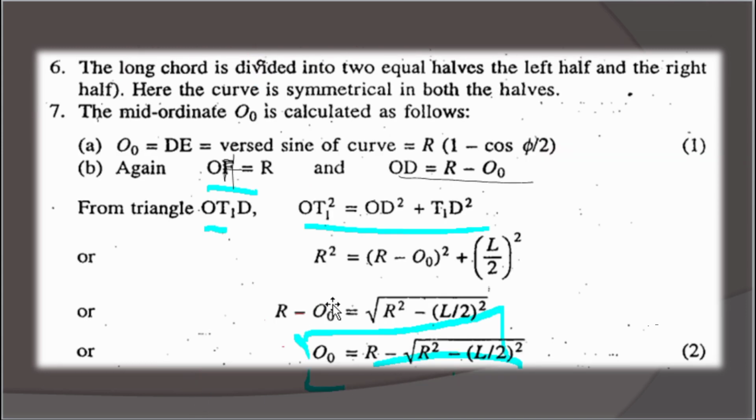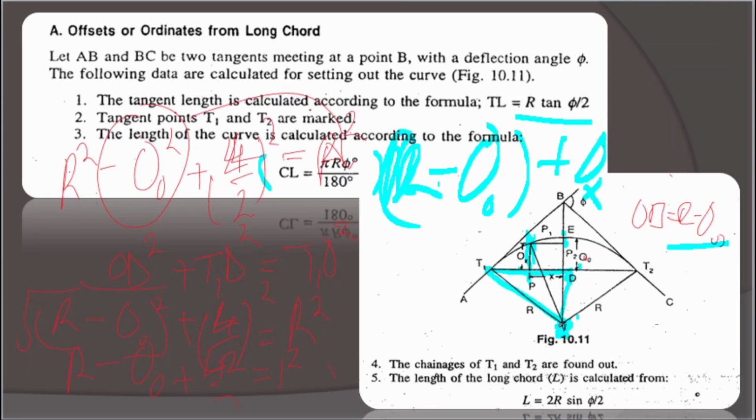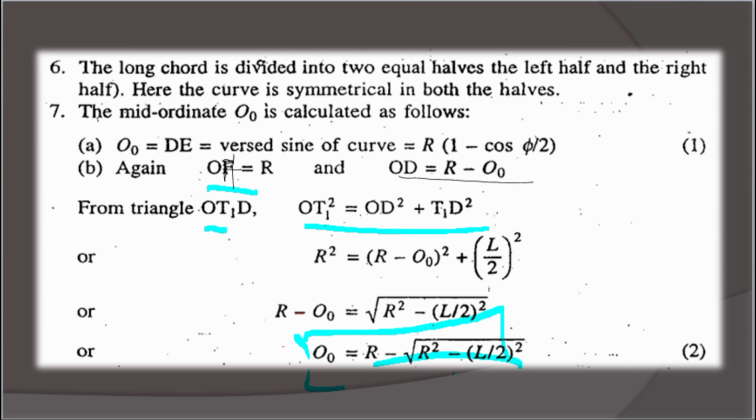You can use this formula of calculating the offset origin, and this offset origin is the same as the mid-ordinate. So you can also use the formula of finding the mid-ordinate. That formula is the same, and this is the formula here. So you can use that formula to find the offset origin, or you can use this formula again.